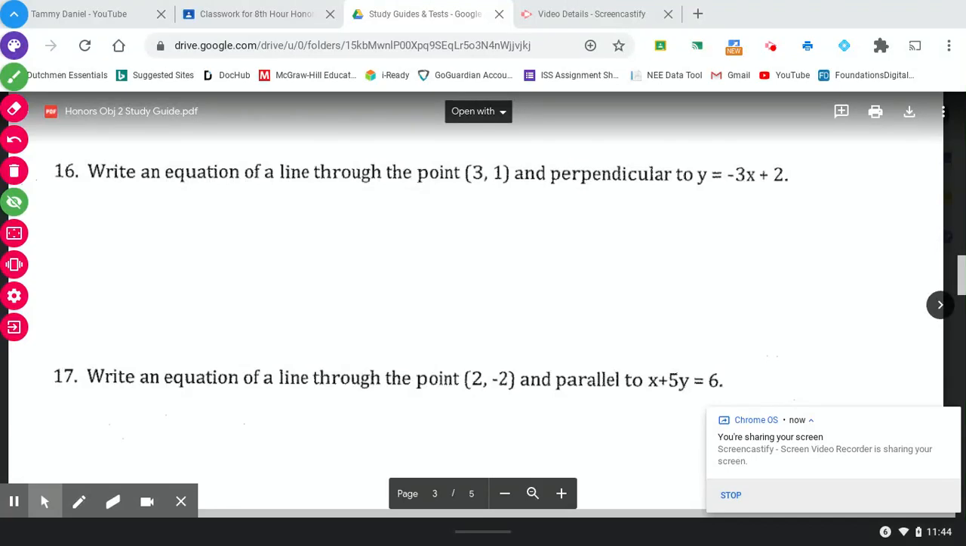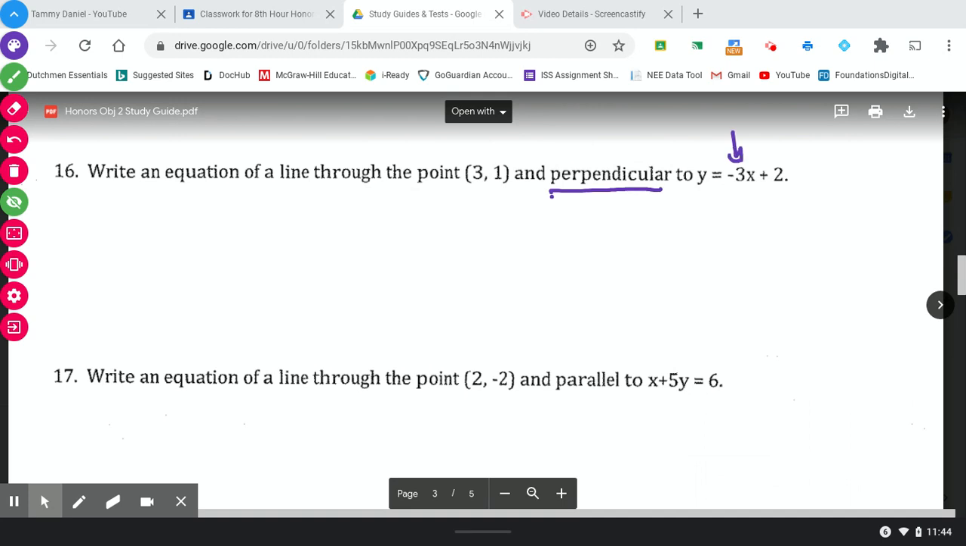All right, so we're going to continue on with these where they want you to write the equation of the line that goes through a specific point and if it's parallel or perpendicular to a line. So this one is perpendicular. So we need to look at the slope again, and that's all we need from this line. And the slope of this line is -3. So if it's perpendicular, it's the opposite reciprocal.